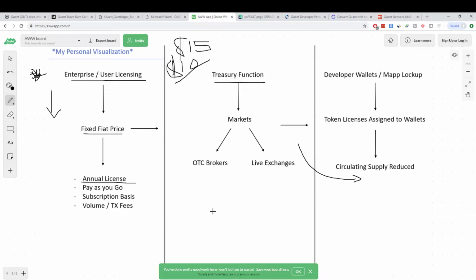Well, it comes down to supply versus demand. If there is more demand, which is dollars, going through the system and less supply being reduced in the lockup, then the price will rise. That's just how it is. It's economics. It's supply versus demand.